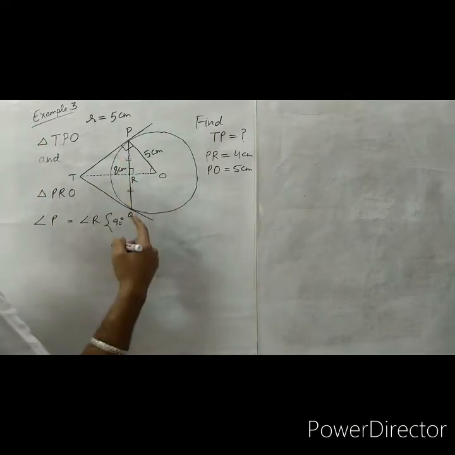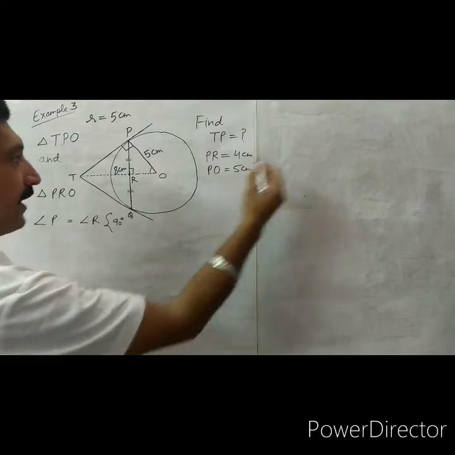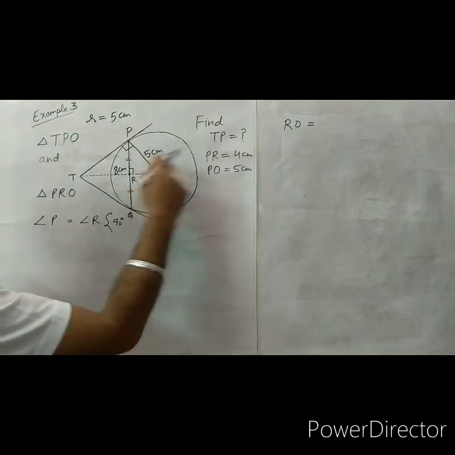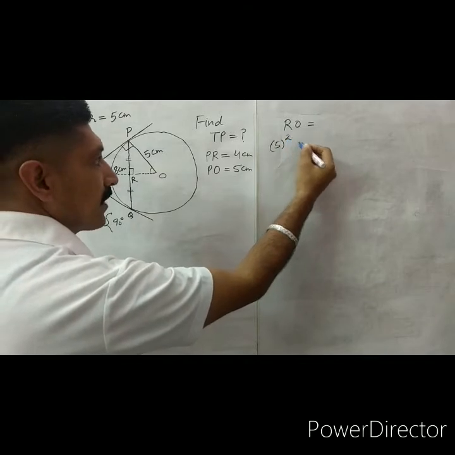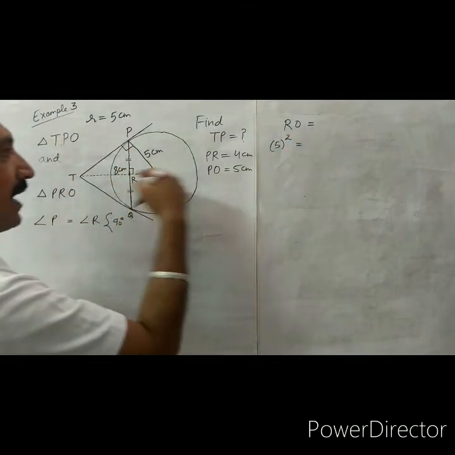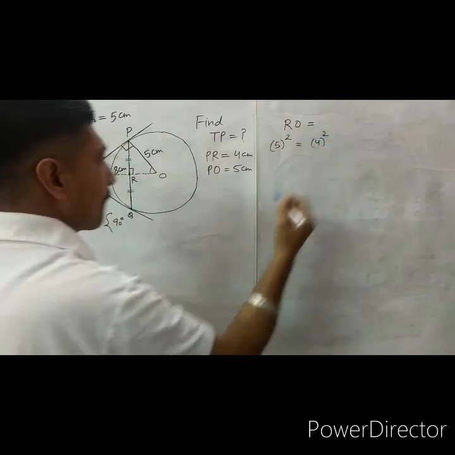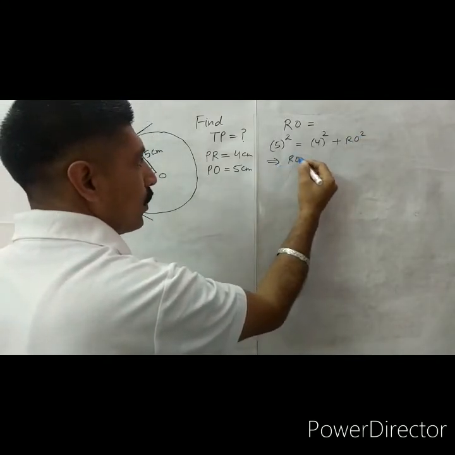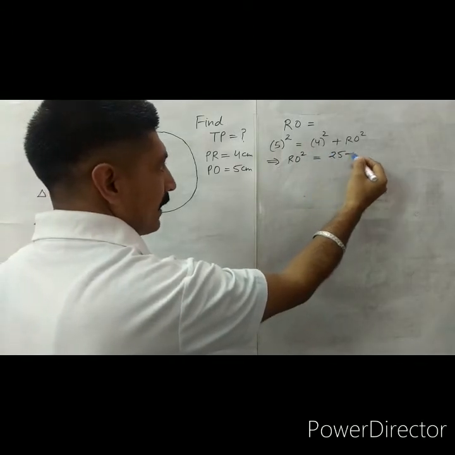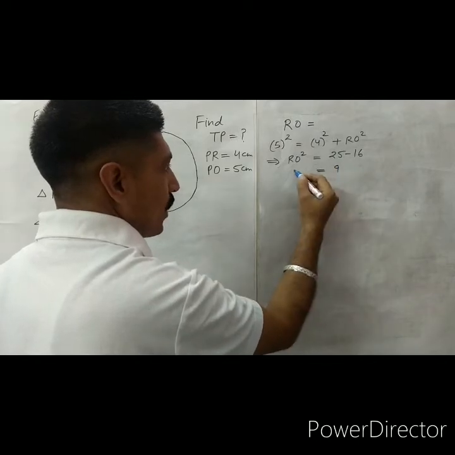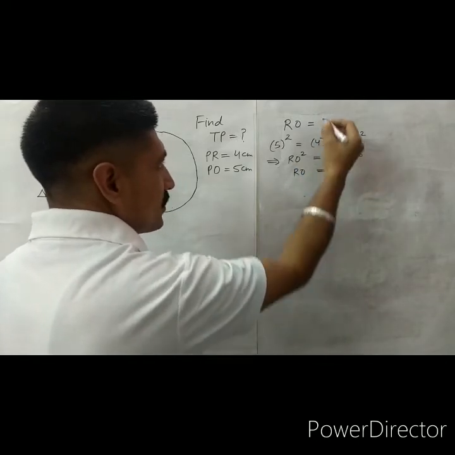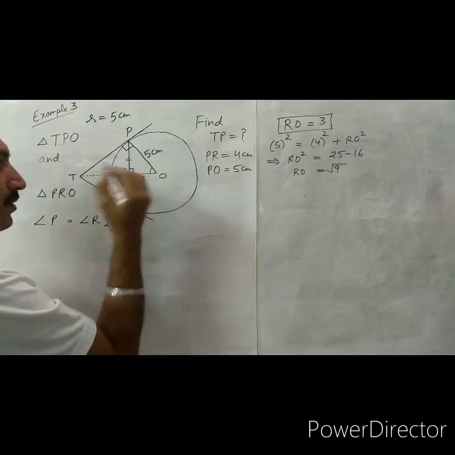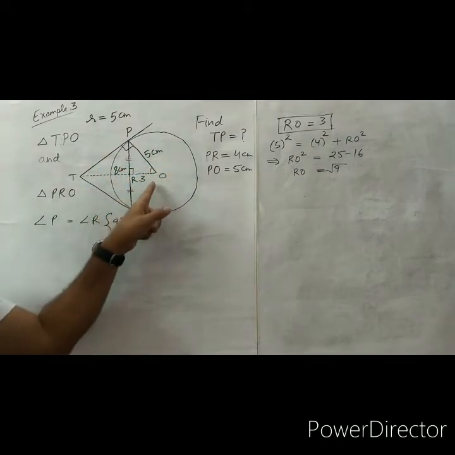Now by Pythagoras theorem, we have to find RO. The hypotenuse square, that is 5 square, is equal to PR square, that is 4 square, plus RO square. So this implies that RO square is equal to 25 minus 16, which is equal to 9. So RO is equal to the square root of 9, which is equal to 3. So here this side RO is now 3 centimeters. 4, 5 and 3 centimeters.